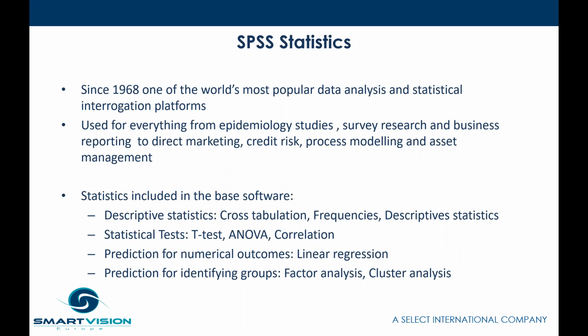Now, in the basic copy of the software, we'll talk about what we mean by the base software in a moment. The sorts of things you would expect to see are crosstabs, frequencies, descriptive statistics, lots of statistical tests like t-test and ANOVA and chi-square and correlation, and prediction for numerical outcomes like linear regression, as well as factor analysis and cluster analysis. These would all be in the standard basic copy of SPSS Statistics.